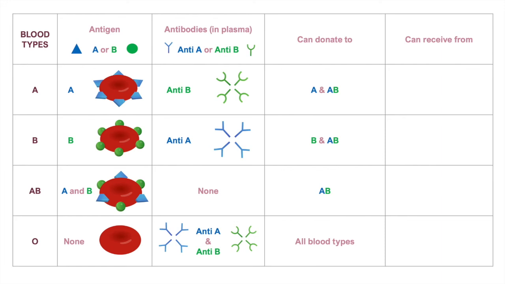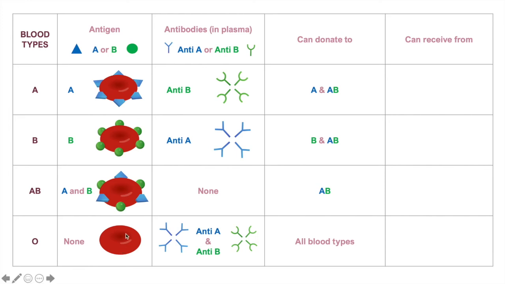The reason why someone with blood type A cannot donate their red blood cells to someone with blood type B is because someone with blood type B has antibodies against the antigens on the red blood cell from someone with blood type A. So if you would donate blood from someone with blood type A to someone with blood type B, the antibodies would attack the red blood cells, and that would lead to a problem.